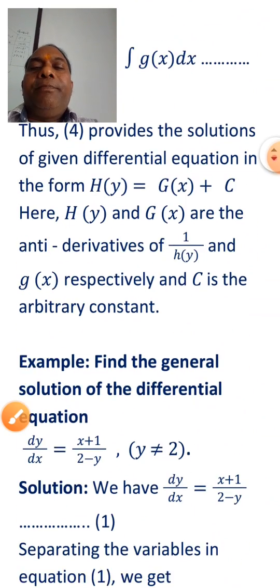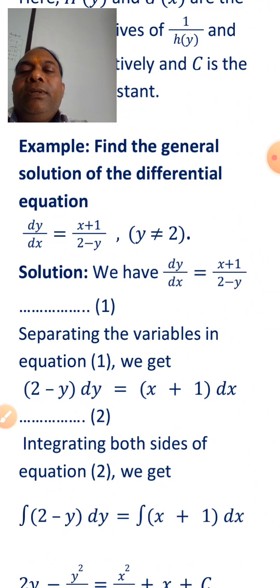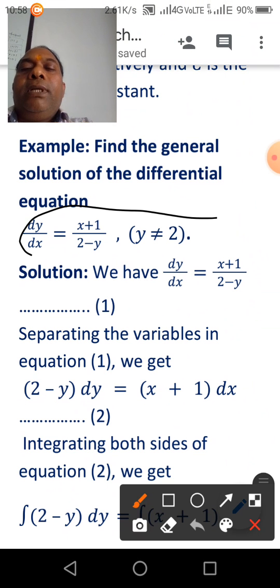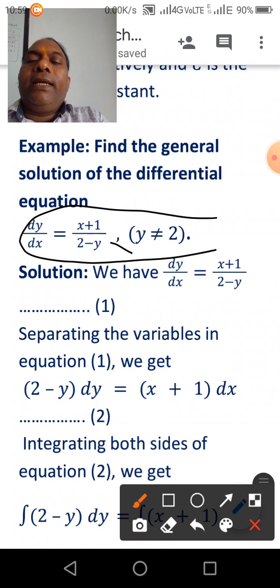Clear? See example number 1. dy by dx is equal to (x plus 1) upon (2 minus y). You have to find the general solution of the differential equation. So here x plus 1 is the function of x and 2 minus y is the function of y. Clear?